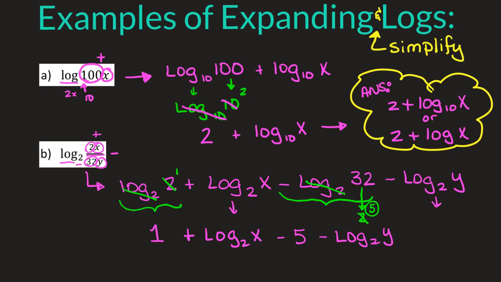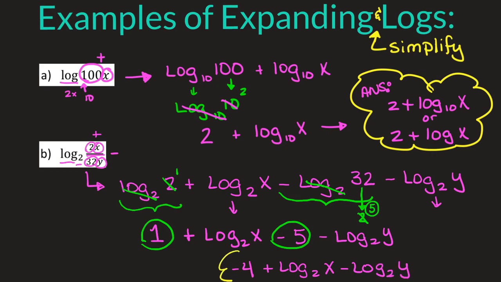Now I'm looking at it again, looking for like terms. I have a 1 and a negative 5. If we combine those, that's going to give us a negative 4 plus log base 2 of x minus log base 2 of y. And that would be your final answer.